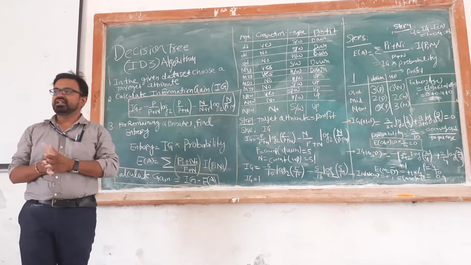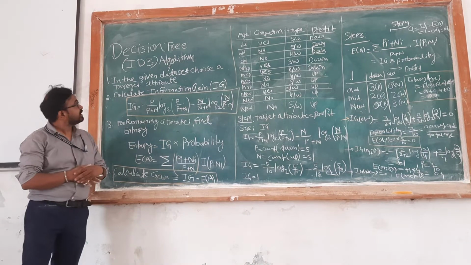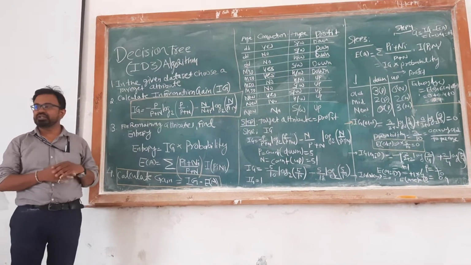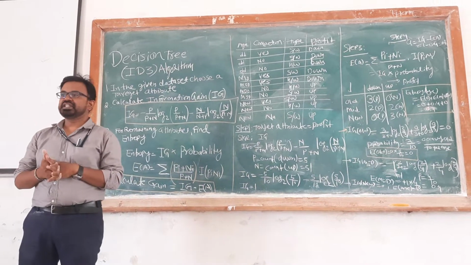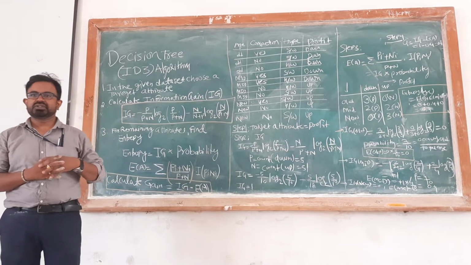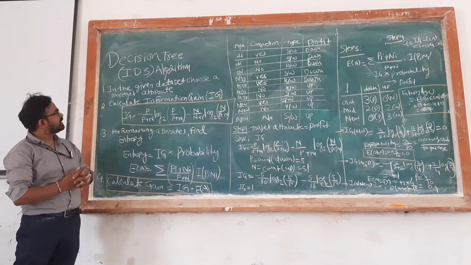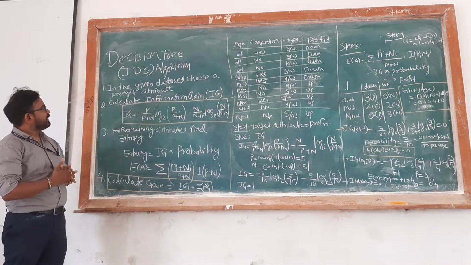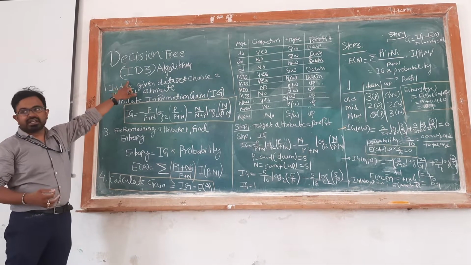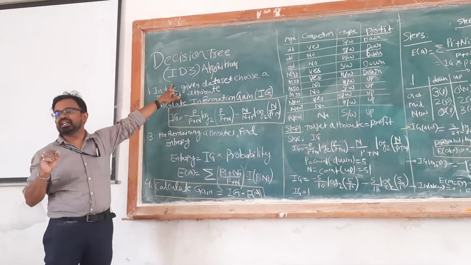This is Dr. Anil. I am going to speak about a very important concept in continuing the decision tree. As we have seen what a decision tree is, now we are going to continue with the decision tree and a very important concept, that is the ID3 algorithm. ID3 is one of the decision tree algorithms used in machine learning models.